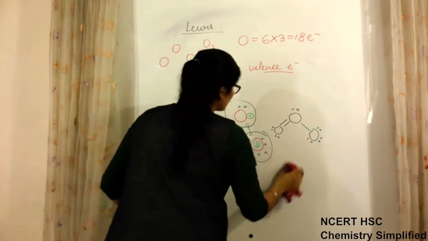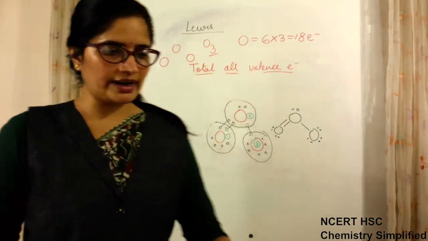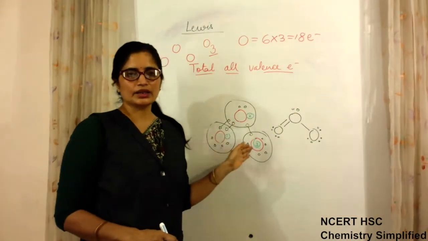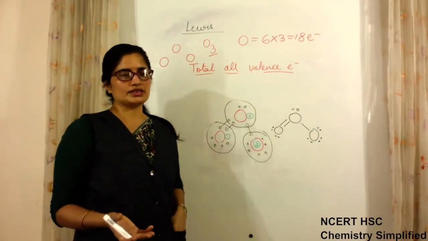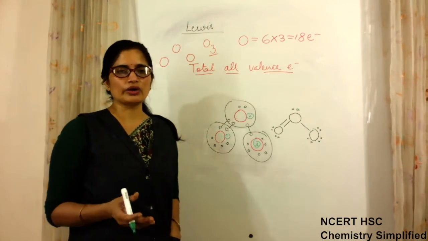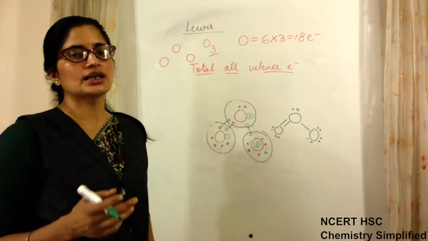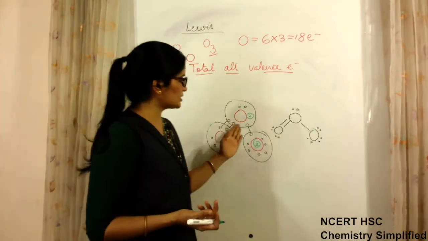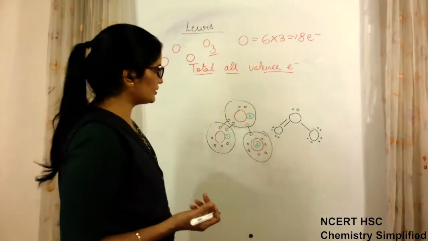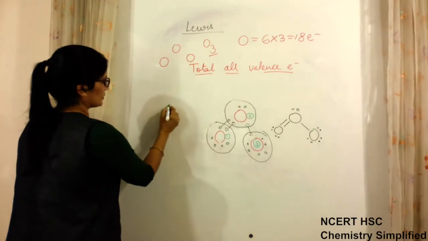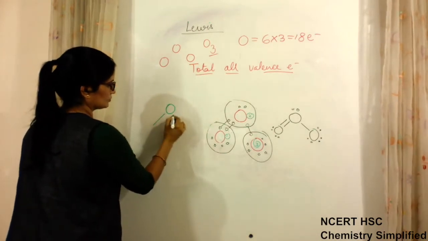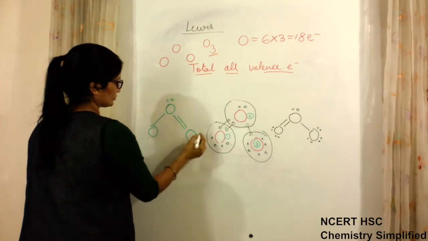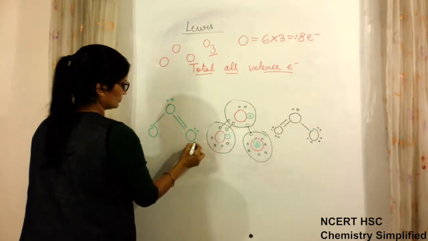Now there may be a question. Sometimes you will find that there is more than one way by which the octet is completed. But whichever structure is more stable according to energy considerations, that stable structure is the one preferred. If you see the O3 molecule, we have made it in this manner. Suppose the structure is like this.